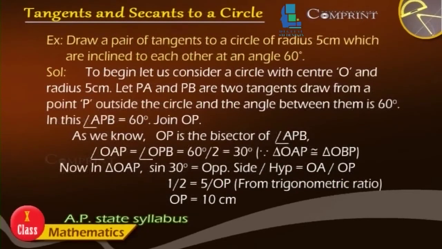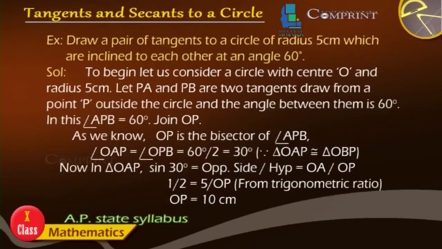Example: draw a pair of tangents to a circle of radius 5 cm which are inclined to each other at an angle of 60 degrees. Solution: to begin, let us consider a circle with center O and radius 5 cm. Let PA and PB be two tangents drawn from a point P outside the circle and the angle between them is 60 degrees. In this, angle APB is equal to 60 degrees.